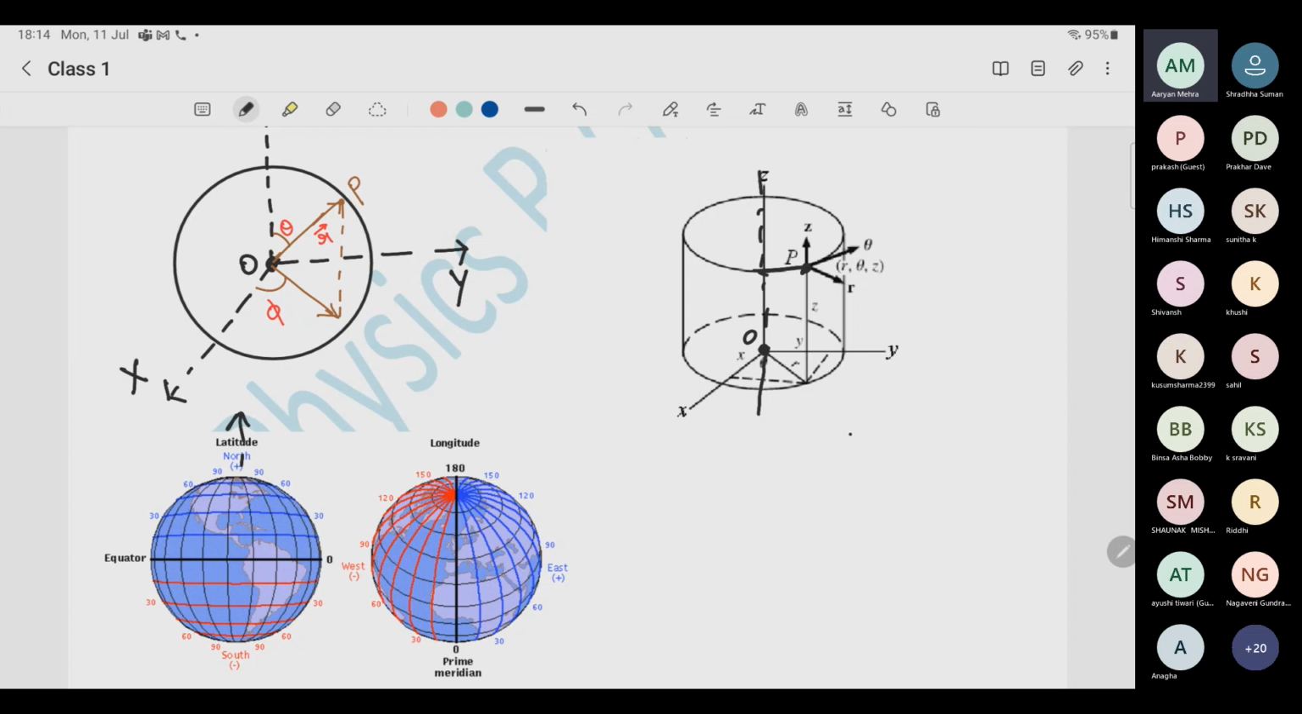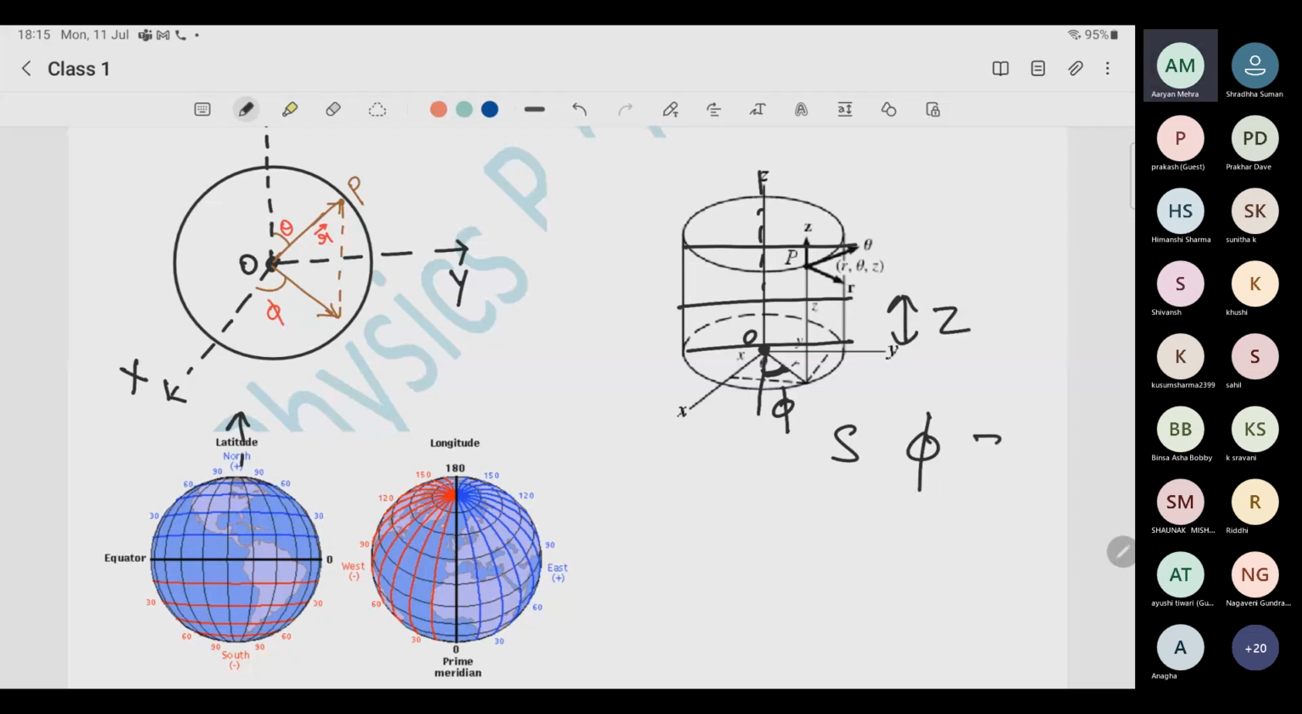The second coordinate: as you can be anywhere on the surface, you need to tell me at what angle you are. So if you define phi, the angle at which you are, then the second thing is fixed. Now the third thing, the only thing left, is whether you are at the middle of the cylinder, the top of the cylinder, or where. For that you need Z.